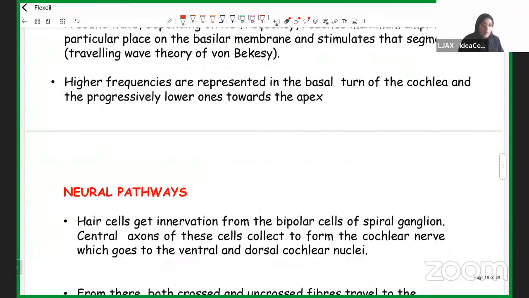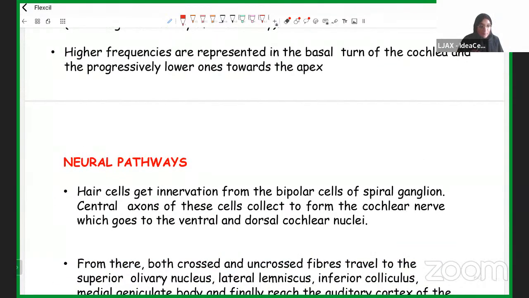All right. Now, what happens when there is a neural pathway? When the sound enters into the neural pathway, the hair cell gets innervated from bipolar cells of spiral ganglia. So here we will start with the auditory pathway. The spiral ganglion will get stimulated. Let's assume this is the spiral ganglion.